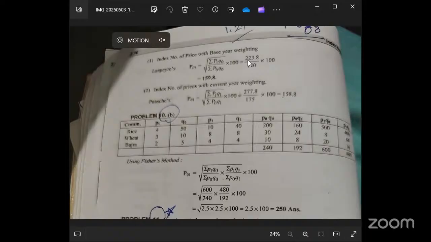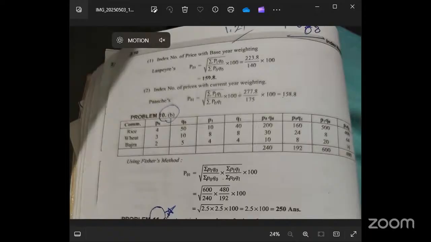So see, for base year, according to the formula, P01 equals sigma P1 Q0 by sigma P0 Q0 into 100. So what is the total of P1 Q0? 223.8 by P0 Q0 140 into 100.